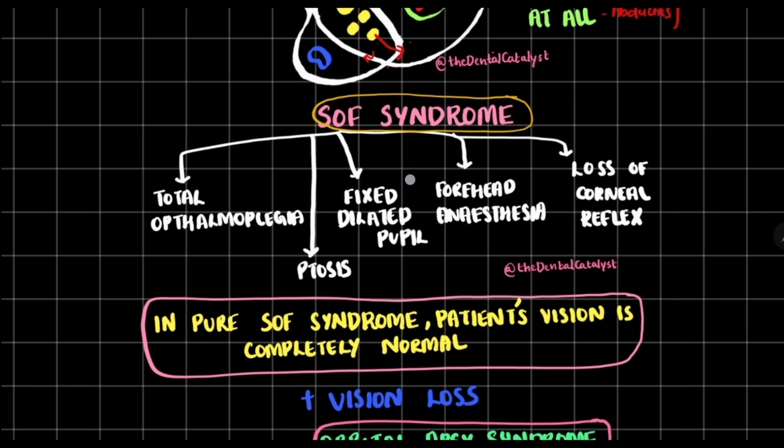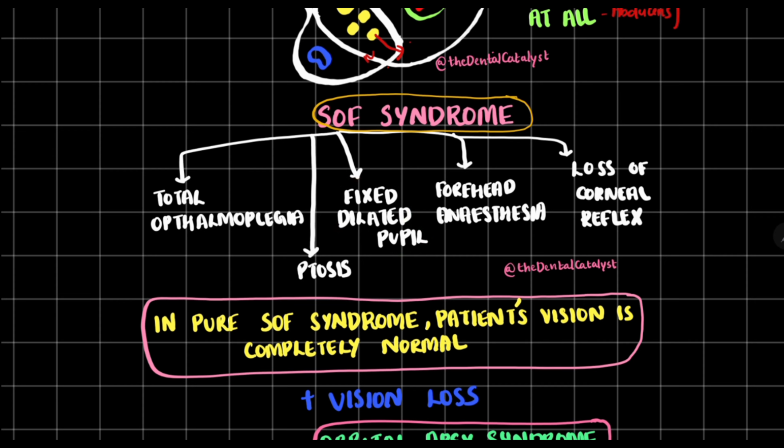Now the next clinical feature is the fixed dilated pupil. The fixed dilated pupil is caused due to the parasympathetic fibers traveling with the cranial nerve 3 getting crushed. So the eye loses its ability to constrict the pupil or accommodate to light, leaving the pupil wide open, causing it to form a fixed dilated pupil.